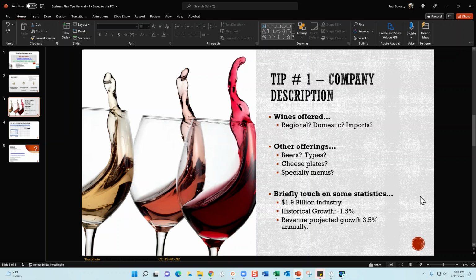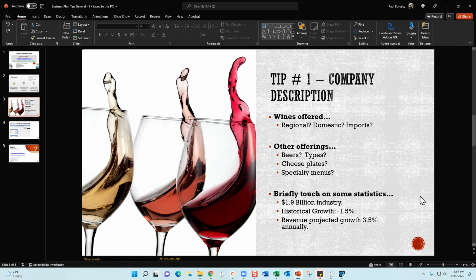And then finally, in the company description section, make sure to include some statistics. For example, wine bars in the U.S. for the last 12 months generated $1.9 billion in revenues. The historical growth rate was a negative 1.5% annually for the last 5 years. However, industry experts anticipate the revenue growth rate to be 3.5% annually for the foreseeable future.